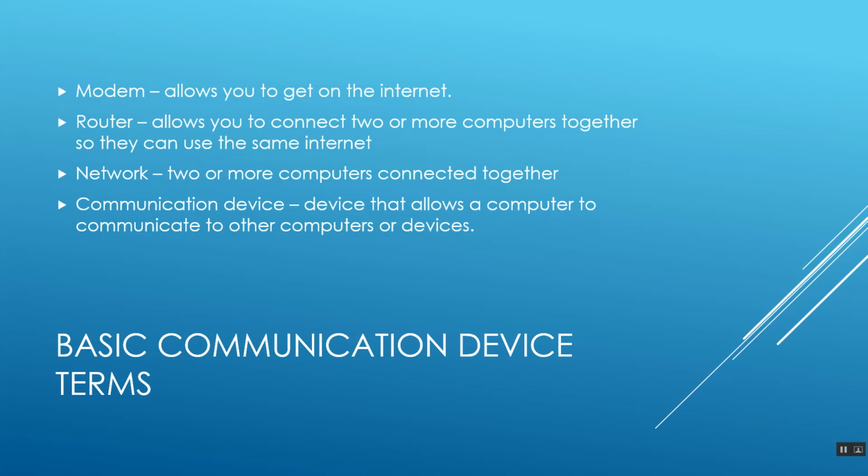So, basic communication device terms. We talked about the modem, which allows you to get on the internet, and there are many different kinds, from cable to DSL. The router allows you to connect two or more computers together and basically create a network, which is two or more computers connected together. And a communication device is a device that allows a computer to communicate to other computers and devices.